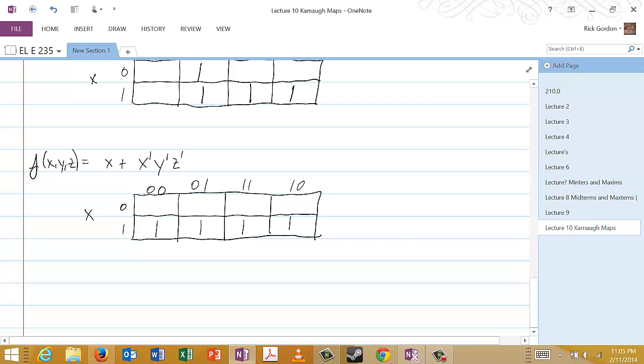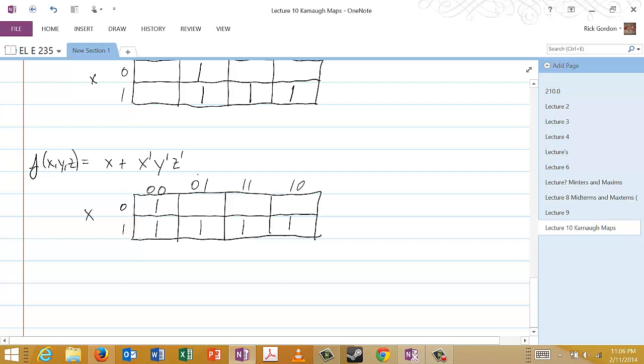And then finally, what about x prime, y prime, z prime? Well, that will be equal to 1 in only one case, and that is when x is 0 and y is 0 and z is 0, which corresponds to that cell. So this function will have a Karnaugh map with 5 1 cells.